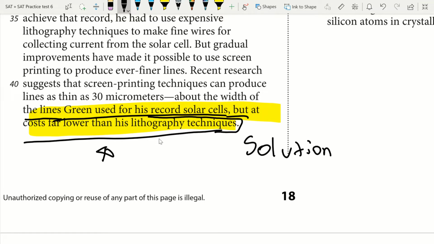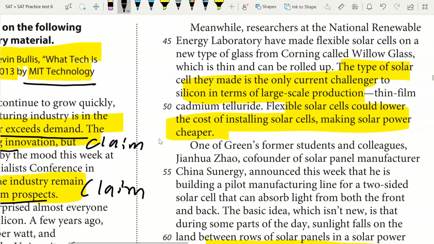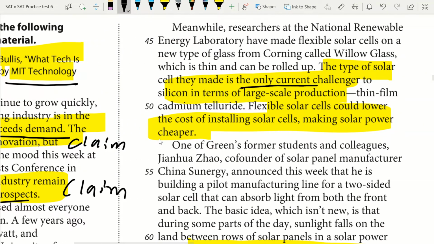Okay, so we're seeing a decrease in cost here by using the screen printing technique. So that's a solution. I want to highlight that. All right, up here, the type of solar cell they made is the only current challenger to silicon in terms of large-scale production. Okay, I talked about this before, and I'm going to say it again.